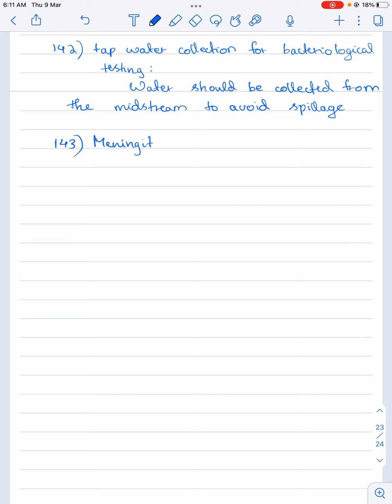Meningitis with gram-negative bacilli. With gram-negative bacteria. So to identify that, we could use the property of satellitism. Next question.